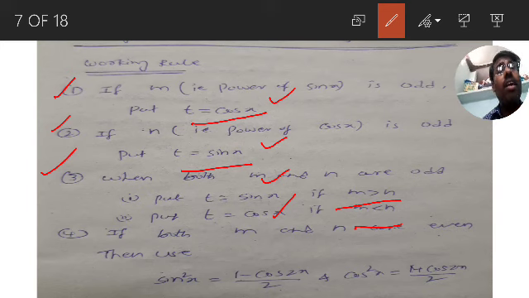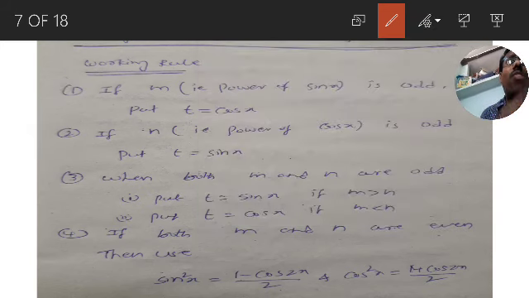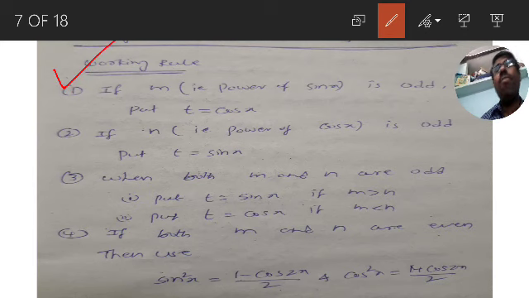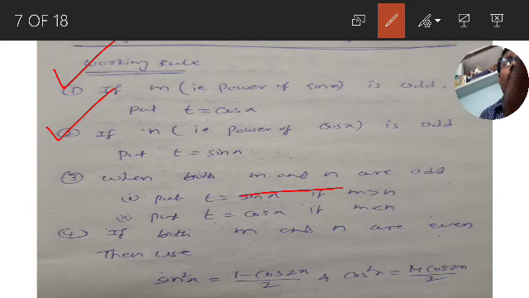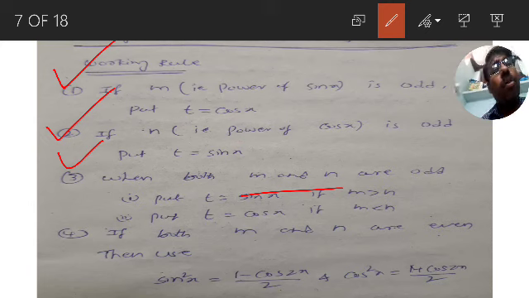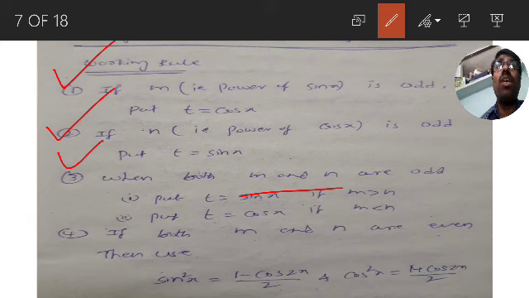Are you getting, guys? What is the first point saying? The first point says if the sin power is odd, then put t is equal to cos x. If the cos power is odd, then put t is equal to sin x. But if both the powers are odd, whichever is greater, put t equal to that. If the sin power is odd and it is the greater number, then put t is equal to sin x. And if the cos power is greater than the sin power, then put t is equal to cos x. These are the 3 points.